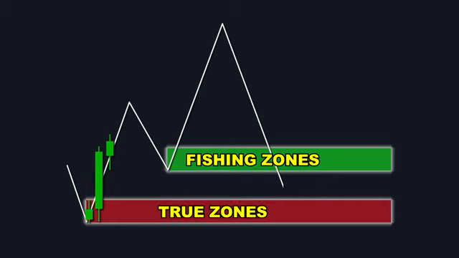The true zone is where the real institutional interest lies. This is typically where the original strong move started from, showing it has genuine institutional backing. Let me show you a real example.